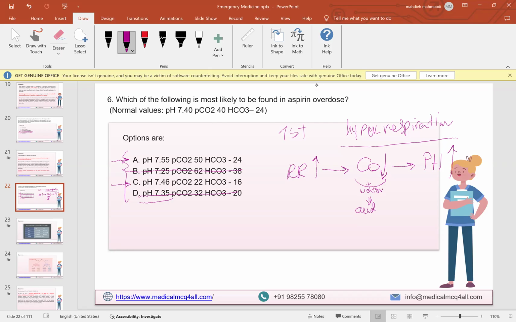So, as I told you, how should the CO2 level be? Decreased. CO2 level should be decreased, right? So between option A and B, which one has CO2 level decreased? Yes, option C.